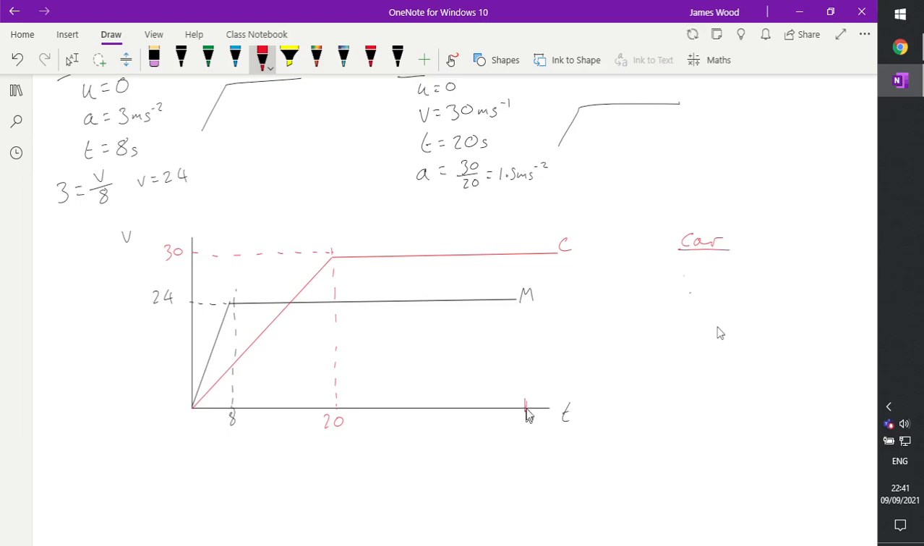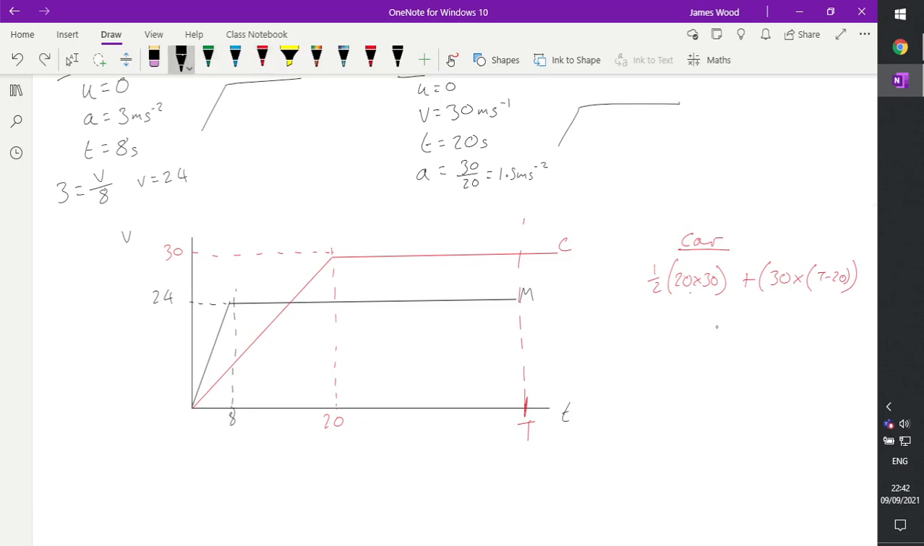And we're going to call the point when they are at the same place capital T. I don't know exactly where that is. Let's put it there. Now the area under the car line, so the red one, well, this first triangle is half of 20 times 30. And then we've got plus this rectangle, which goes from 20 to t, and it's got a height of 30. So that rectangle is 30 times t minus 20. It's got a height of 30, and its length is just whatever this length here is. So that's t minus 20.